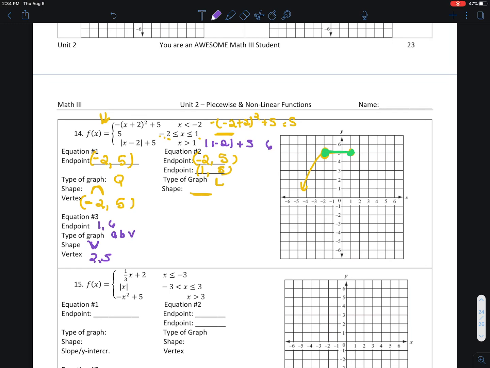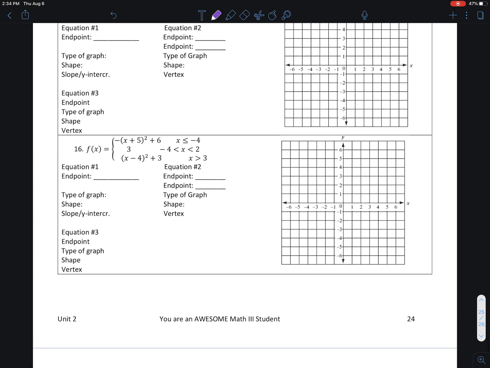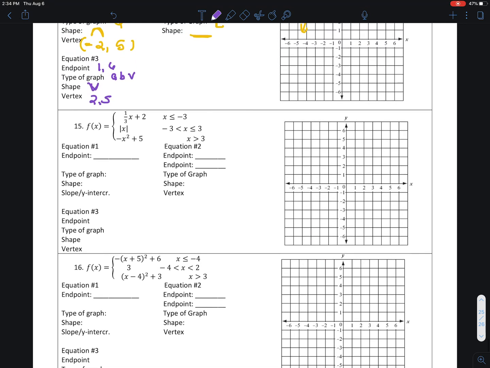So since we're starting our graph at 1, we will see our vertex. Our vertex is at 2, 5. So our vertex is here. When x is 1, we're at 6. And our slope is 1, so that means our next point will go here as well. And so we're going to have an open circle, and then we go on forever. And it looks like that.